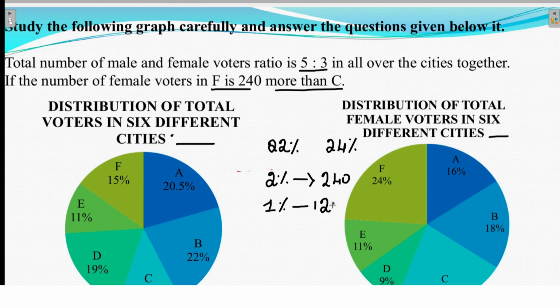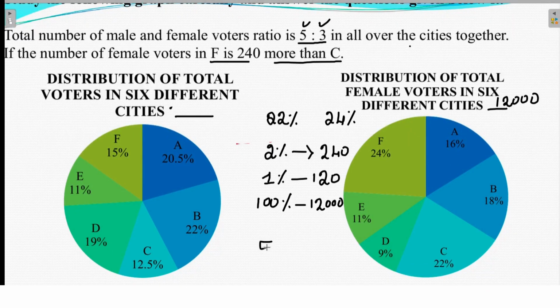If 1 percentage is equal to 120, 100 percentage how much? 100 percentage is equal to 12,000 females total. In this diagram completely, how many females are there? 12,000 females are there. Now I can find out how many males also, because I know the ratio of male voters to female voters. The ratio will be 5:3, which means 5 parts are males, 3 parts are females.